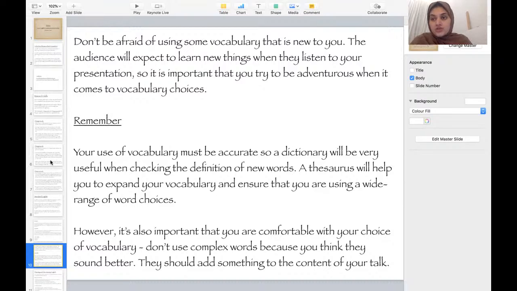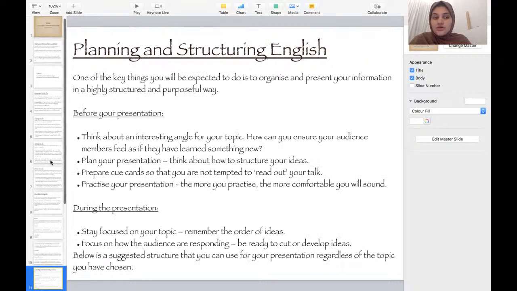As we have mentioned a thesaurus before, if you do remember, I said a thesaurus would be your best friend whenever writing any passage, any text, any article. It's always good to have a thesaurus on your side just to develop your writing skills and use more word choices. However, it's also important that you are comfortable with your choice of vocabulary, as I have emphasized before, and don't use complex words because you think they sound better. They should add something to the content of your talk.